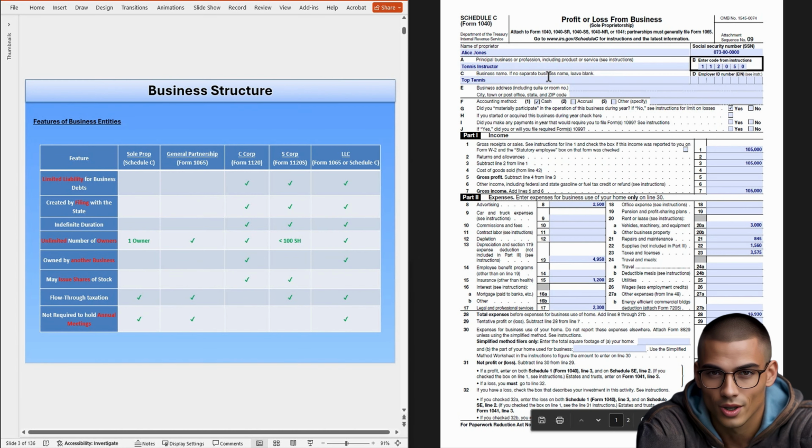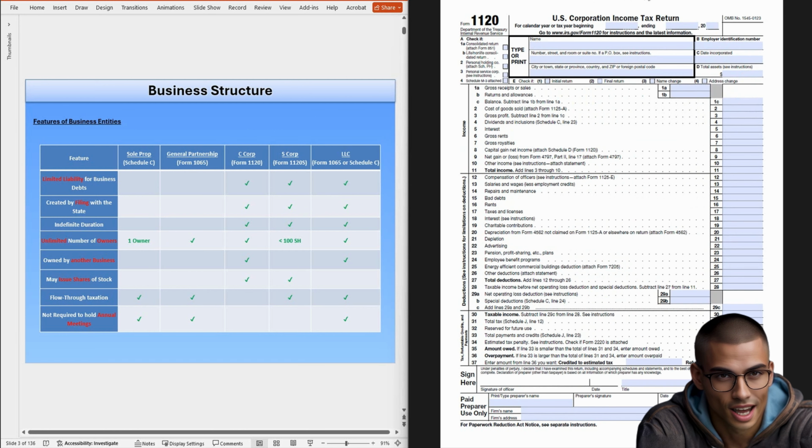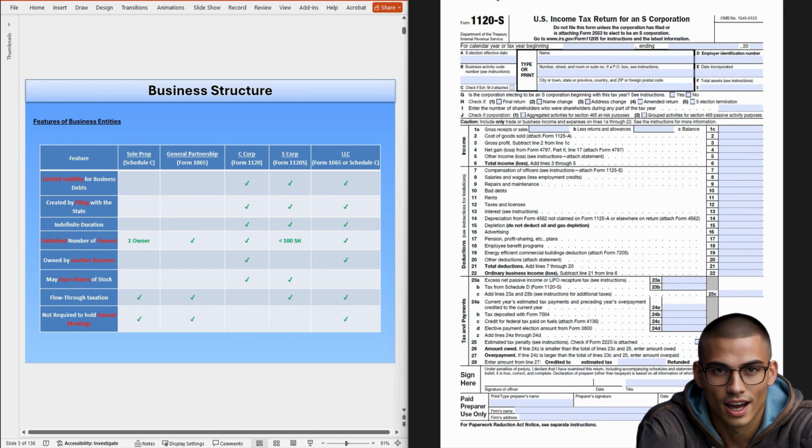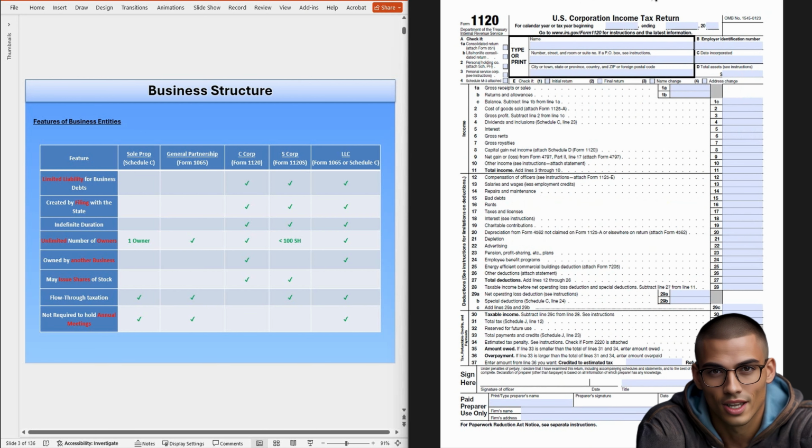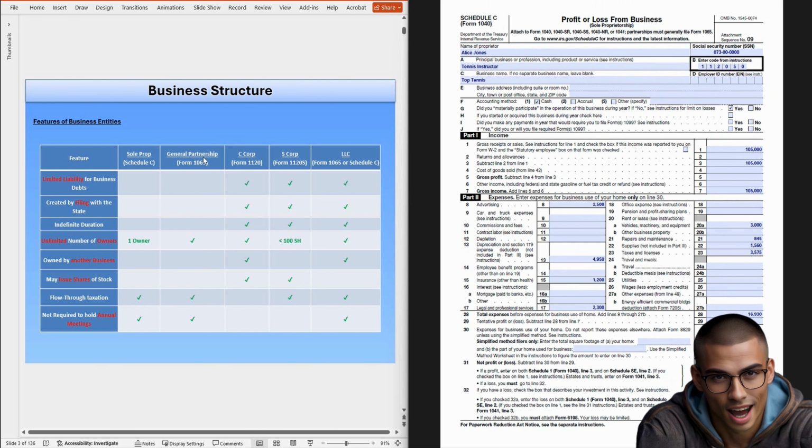All right. So I want you to get a little bit better understanding here of these different business structures, because like I said, it can get confusing. So these are some of the highlights that distinguish a sole proprietorship from a general partnership, a C corporation, an S corporation, and an LLC. So let's take a look at some of these.